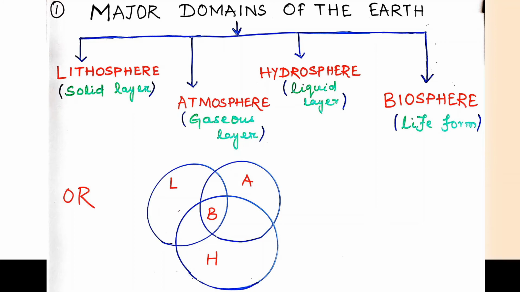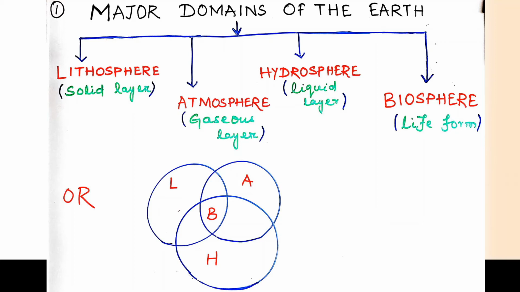There are mainly 4 major divisions of the Earth, and they are the major domains of the Earth, we can say. The first one is the lithosphere, which is the solid layer, and second is the atmosphere, which is a gaseous layer. Third is the hydrosphere, which is a liquid layer, and the last one is the biosphere, which is the life form. So we will discuss this in this chapter.